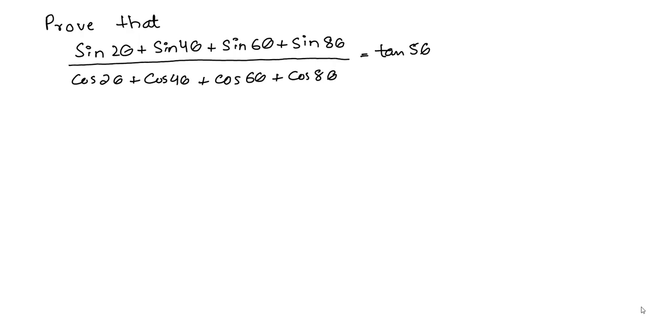So, back again, and this time we have a nice trigonometric identity to prove. Here you can see sine 2 theta plus sine 4 theta plus sine 6 theta plus sine 8 theta, and so on, and the denominator has almost the same terms, but the function is cosine. We have to prove that it is equal to tan 5 theta. So how are we going to prove it?